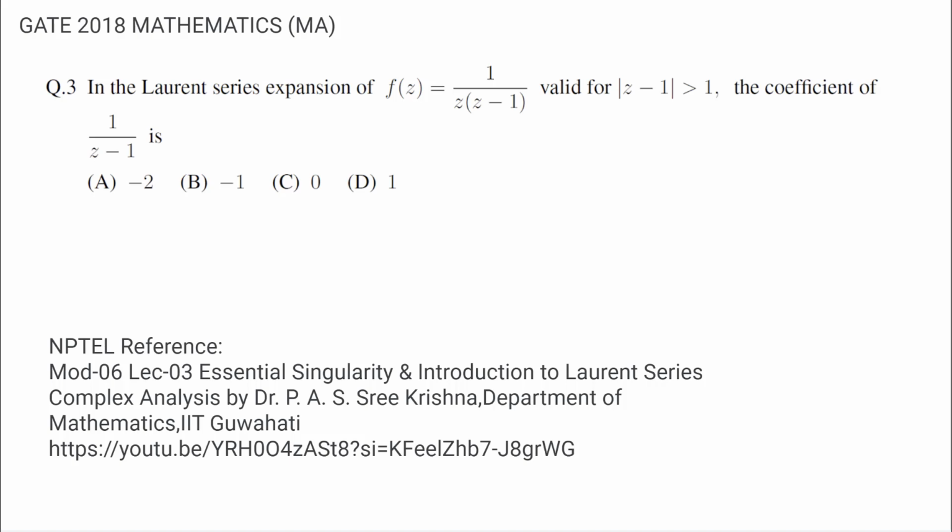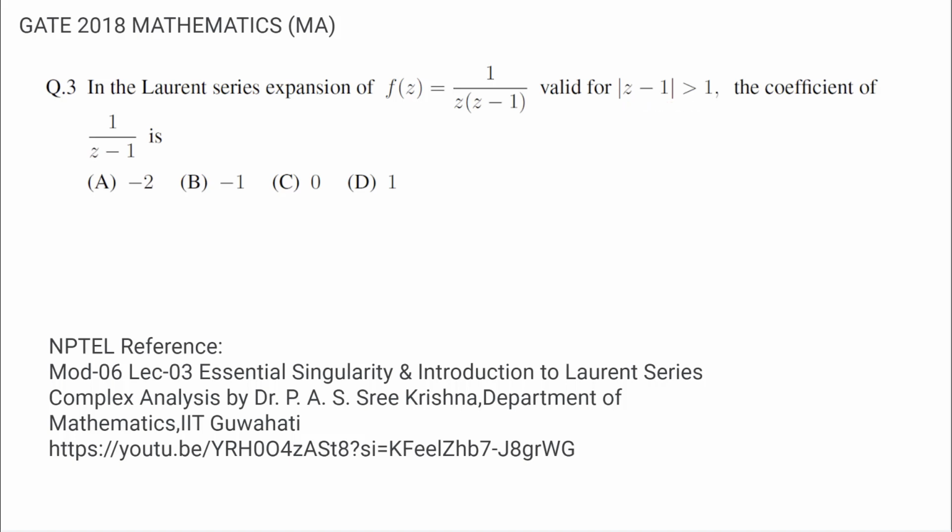Now coming to the solution. By just looking at this problem, one can get confused. Since it is asked for the coefficient of the term 1 divided by z minus 1 in the Laurent series expansion, one can think that it is nothing but the residue of this function around z equal to 1, but that is not correct. Since it is mentioned that it is the Laurent series expansion of this function valid for this region, it is not the residue.